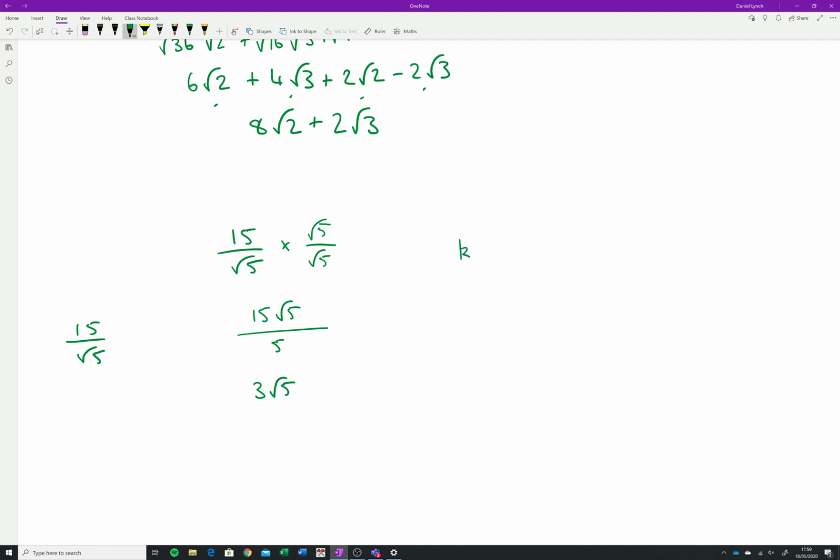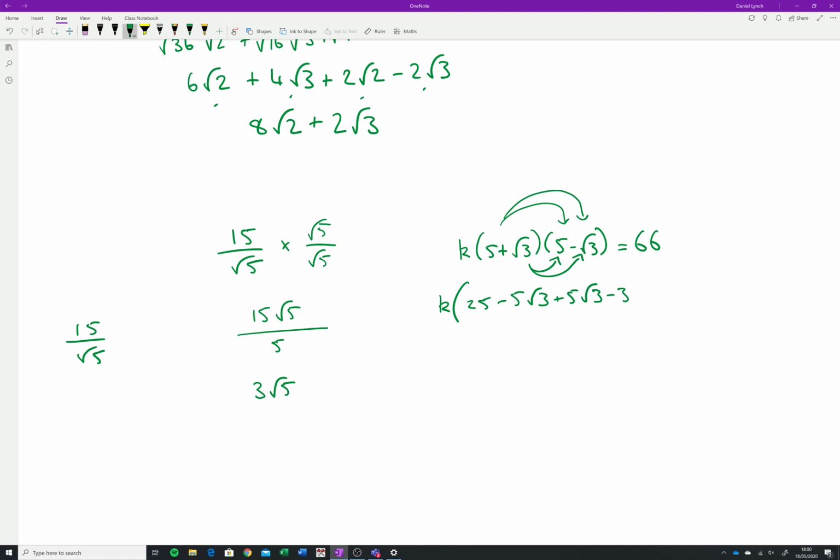Here's a nasty one. K times (5 plus root 3) times (5 minus root 3) equals 66. Find the value of K. All right, you've got a few ways to do this. You could just multiply this thing out here. That's maybe the easiest way to do it. So it's K times, we'll just do that. Okay, 25 minus 5 root 3's plus 5 root 3's. That'll give us nothing. And this will be minus root 3 by root 3, so it's just minus 3.